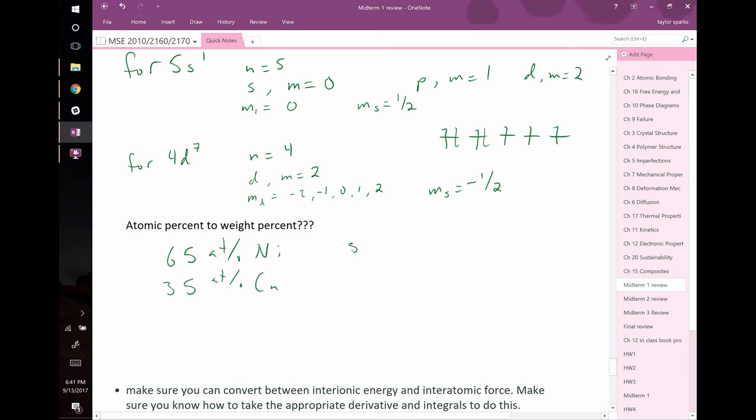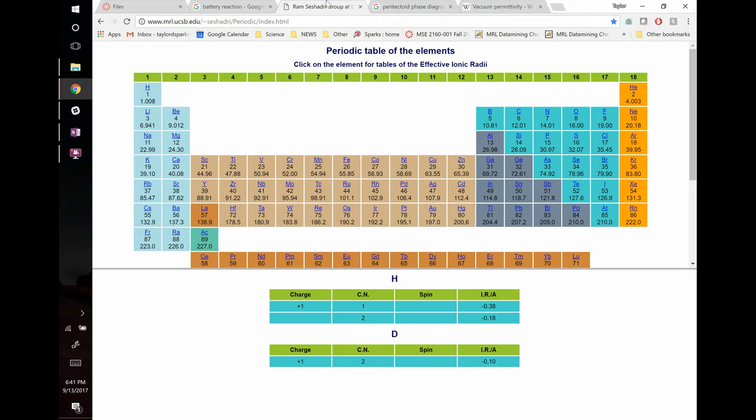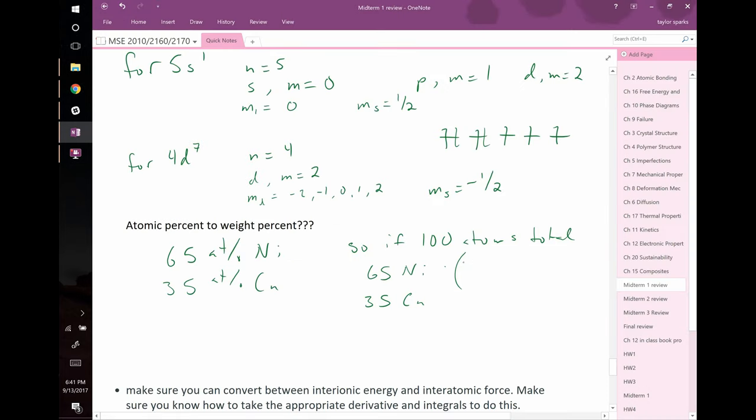So if 100 atoms total, that means that you've got 65 atoms of nickel and you've got 35 atoms of copper, right? So then you could use grams per mole to turn that into mass. So multiply this by nickel's mass, which is 58.69 grams per mole. If we have atoms, we could just as easily write 65 moles, right? Same thing, it's equivalent. Down here, we'd have copper, which is 63.55.